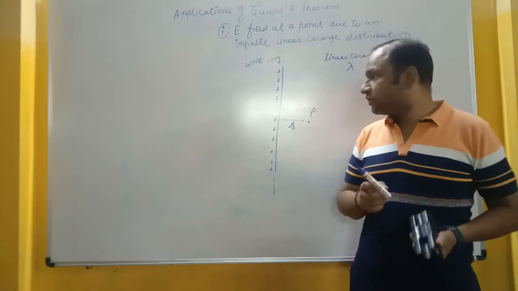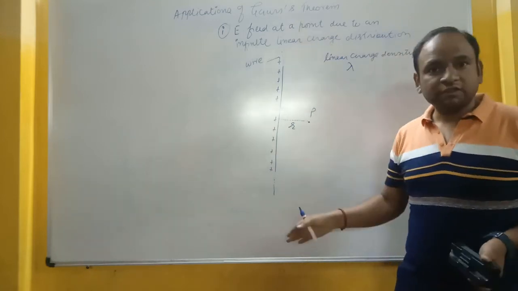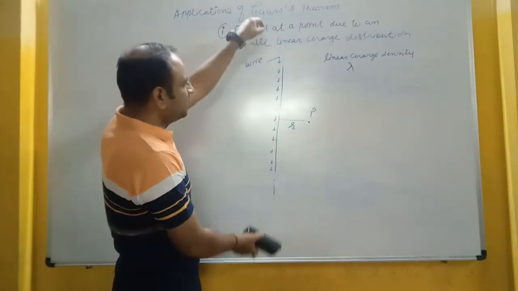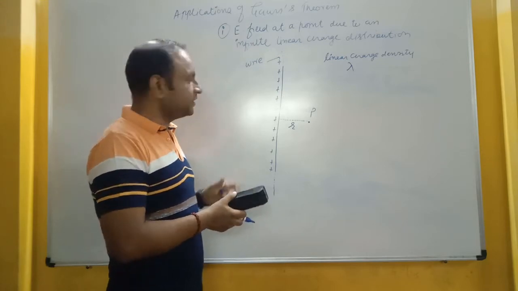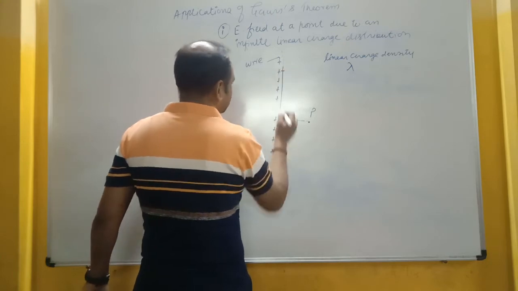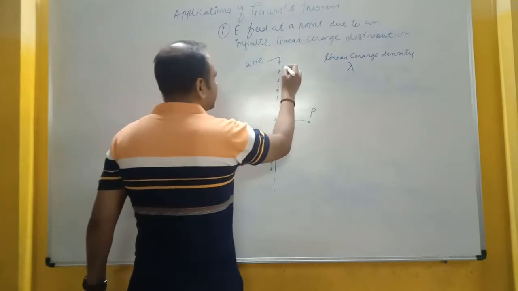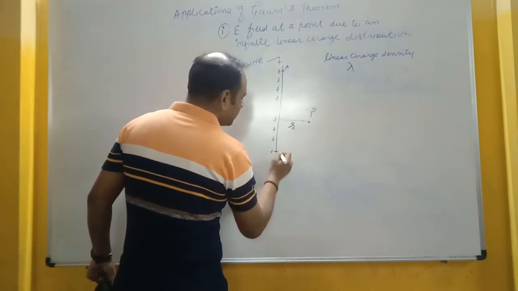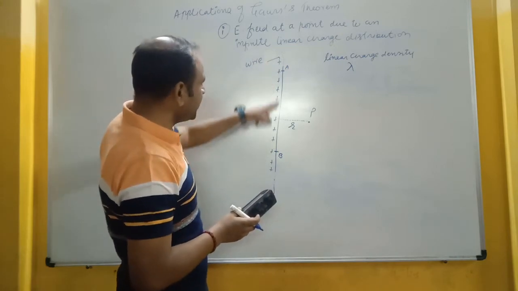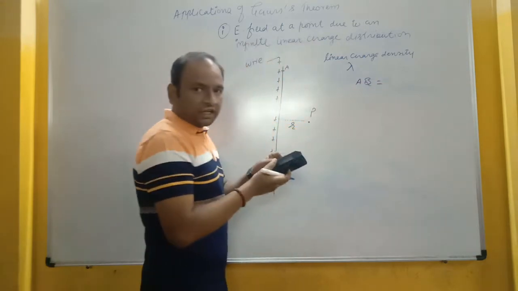Okay, so how to choose the Gaussian surface in this very case, because it is infinitely long. For doing that, what will I do? I will choose a section of this infinitely long straight conductor, right? So suppose I take this very section of the wire. Suppose I take this point as A and this point as B, then this AB is the section of that infinitely long wire.